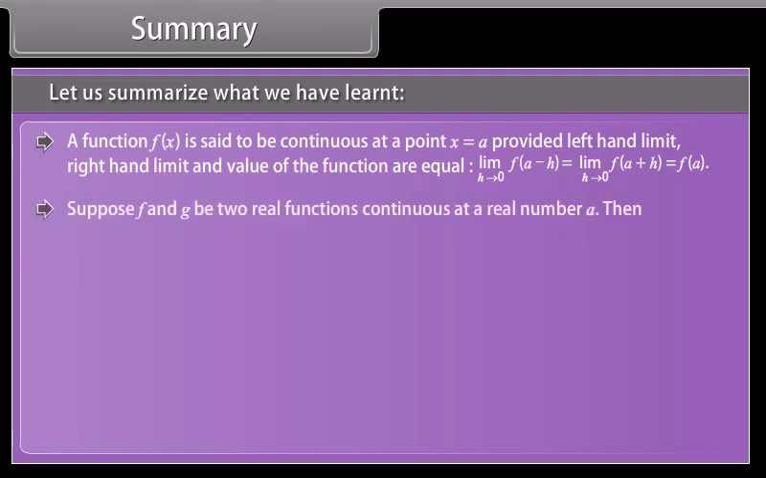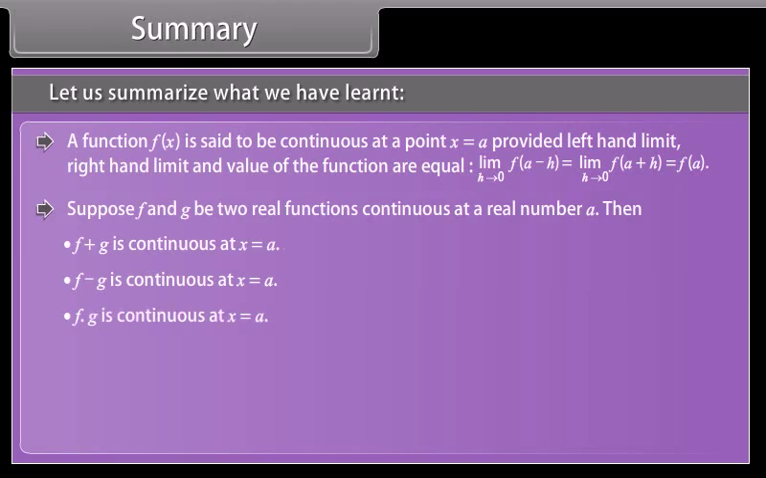Suppose f and g be two real functions continuous at a real number a, then f plus g is continuous at x is equal to a. F minus g is continuous at x is equal to a. F into g is continuous at x is equal to a. F by g is continuous at x is equal to a, g a not equals to 0.